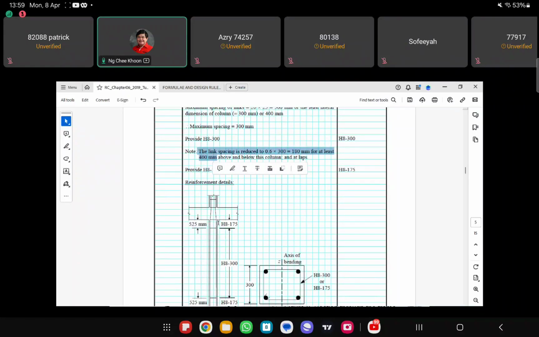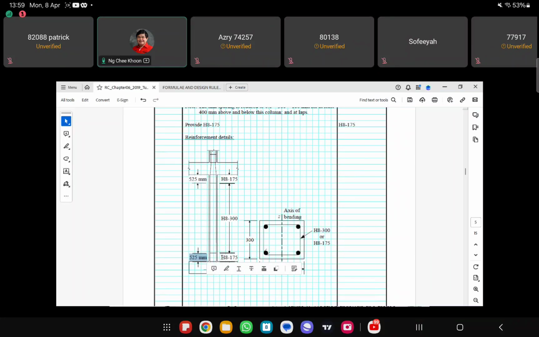So meaning that you have 3 equal spacings. So from here to here, you have 4 links. Okay, we have 3 spacings, which is 3 times 175, you get 525 mm. Okay, the bottom also same thing. This must be at least 400. Okay, if you provide only 3 links, then it's only 350. Then you provide 4 links with distance of 175, then it becomes 525, right?